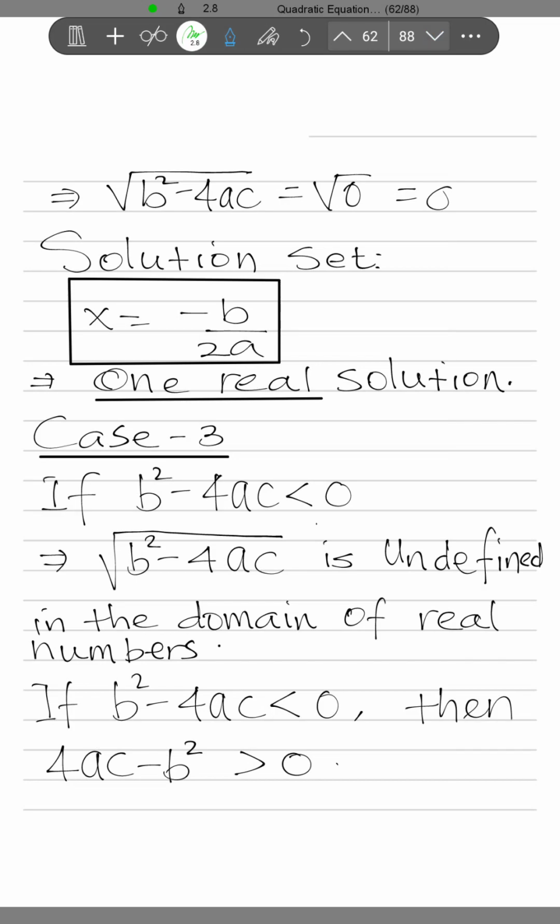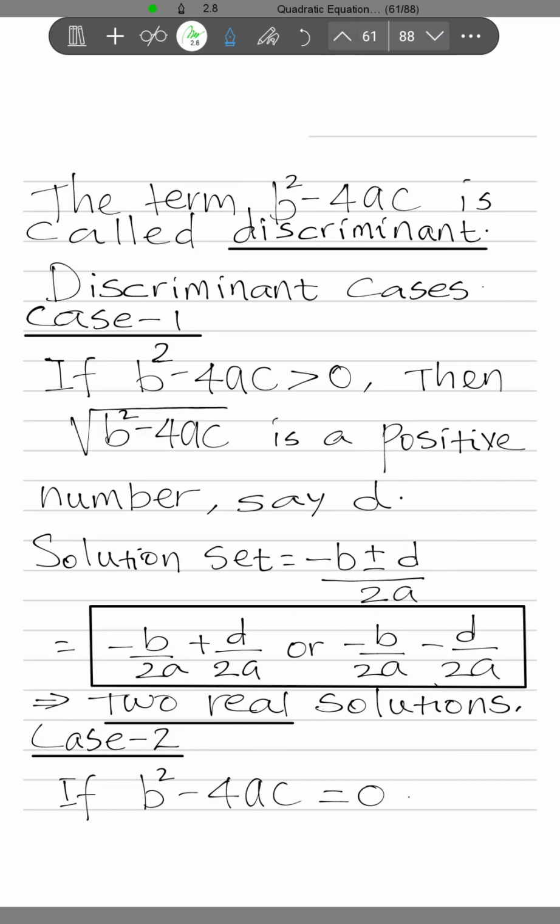In such cases, there is one real solution, where x is equal to minus b over 2a.